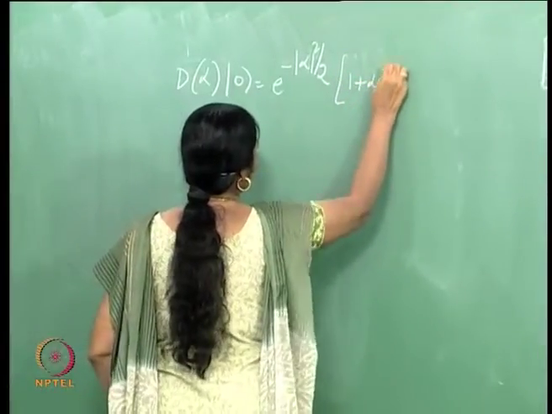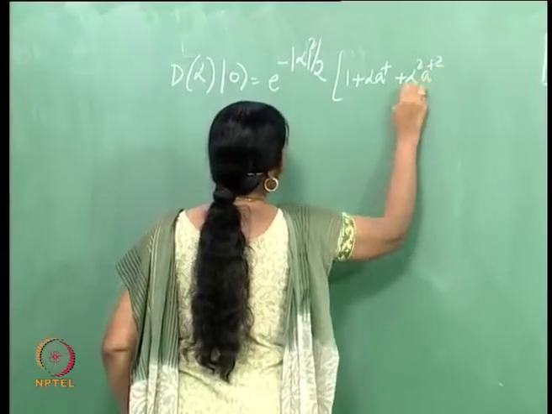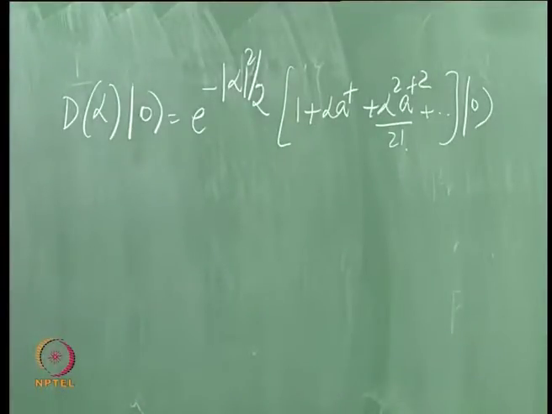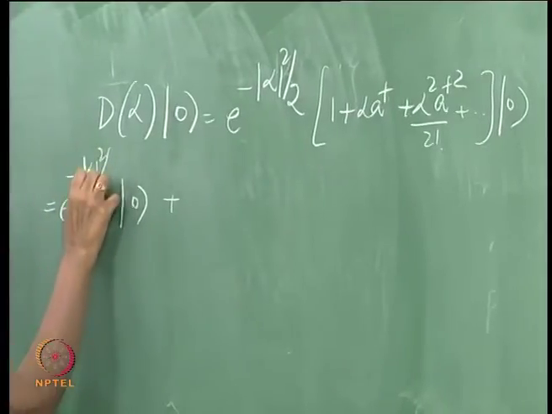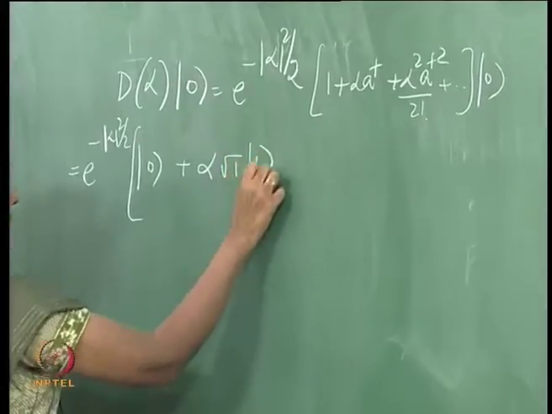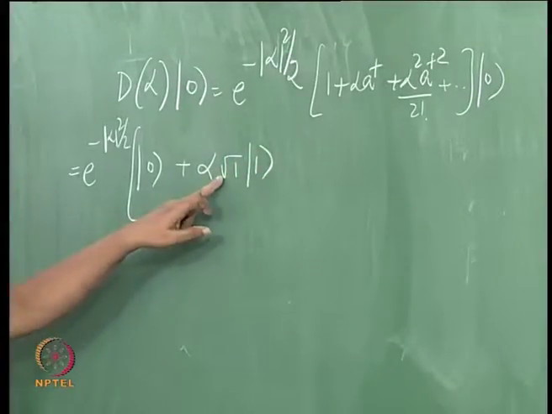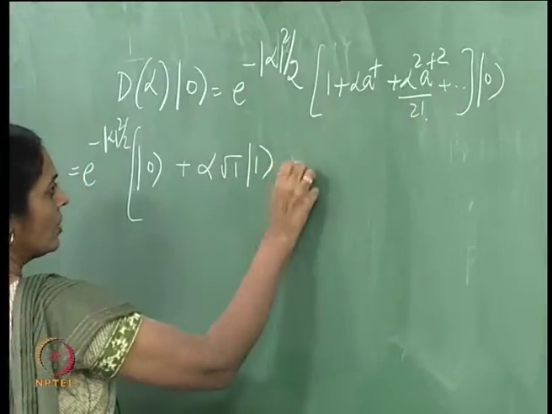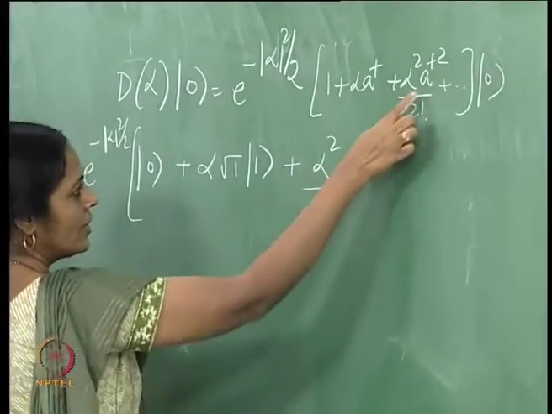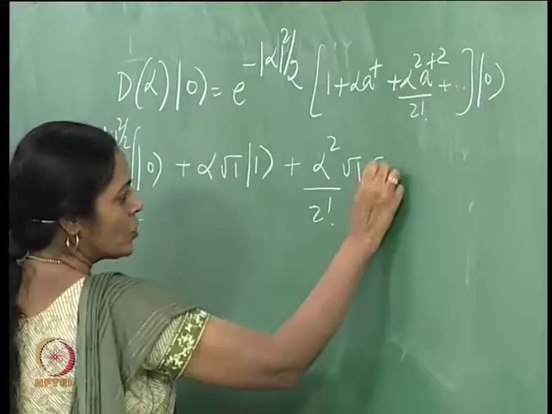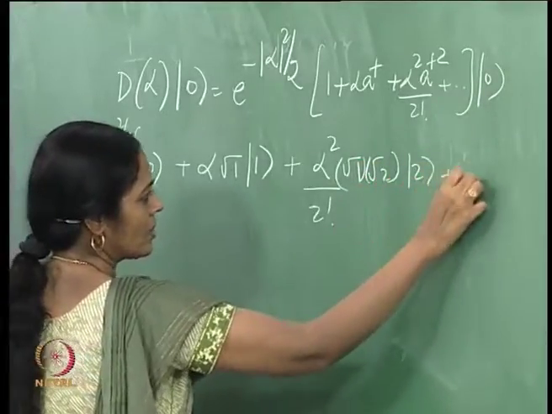I have 1 plus alpha a dagger plus alpha squared a dagger squared by 2 factorial plus so on acting on ket 0. That is an infinite series of operators acting on ket 0. Well, the leading term is ket 0. I have an overall constant e to the minus mod alpha squared by 2. The leading term is ket 0. A dagger on ket 0 is root 1 ket 1. I would like to keep the root 1 there explicitly so that a general formula emerges for this infinite set of operators acting on ket 0, plus alpha squared by 2 factorial. The first time a dagger acts on ket 0, it pulls out a root 1, gives me ket 1. Then a dagger acts on ket 1 to give me root 2 ket 2 plus so on.